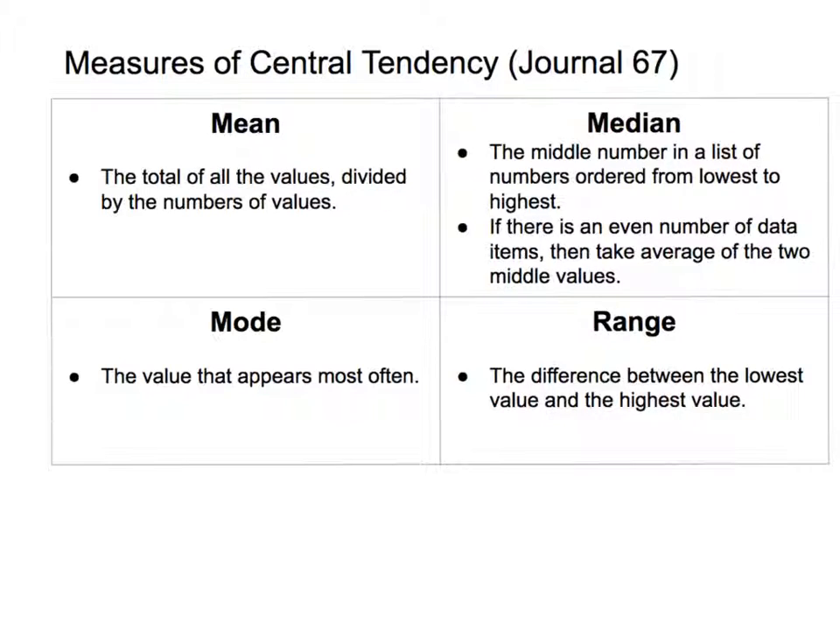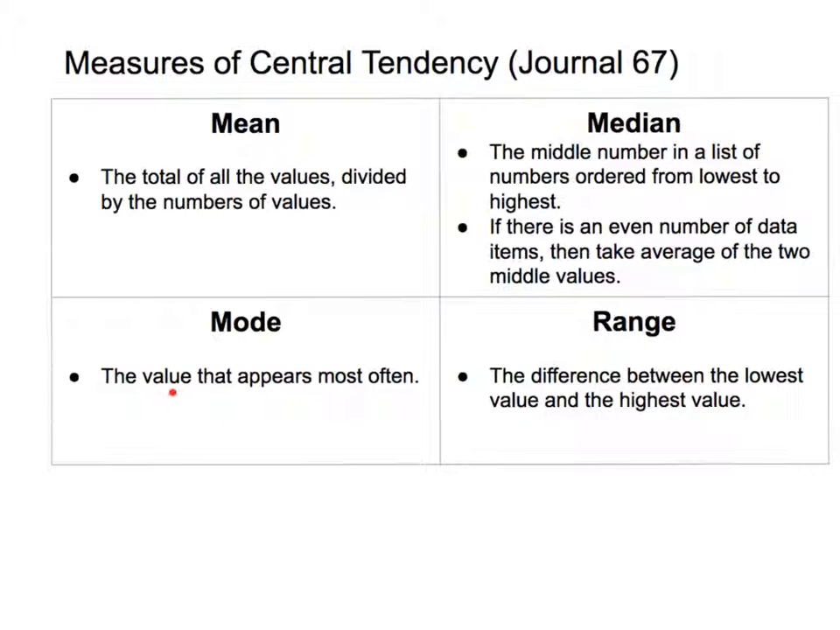Median is the middle number. So basically, if you have a list of data points or a list of numbers, you always order them, usually from lowest to greatest. When you order them, then you figure out what's the middle number. Now, let's say you have an even amount of data points. Well, then if you have two numbers in the middle, you're going to take the average of the two middle values. And I'll show an example of that too.